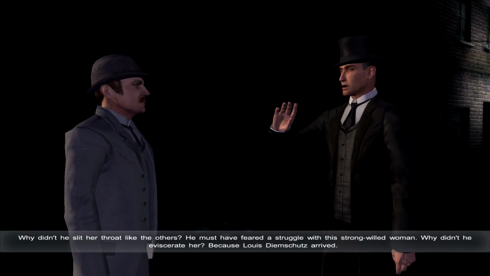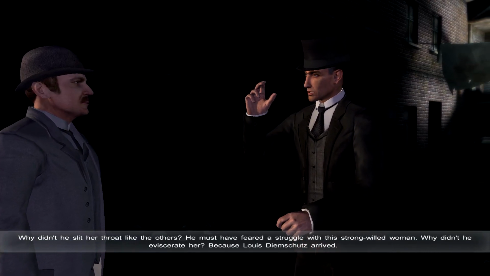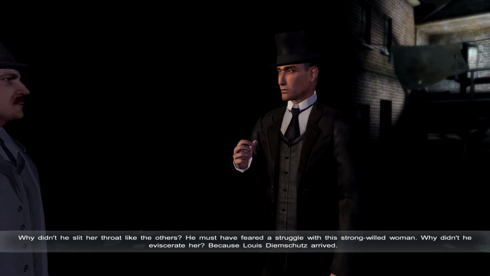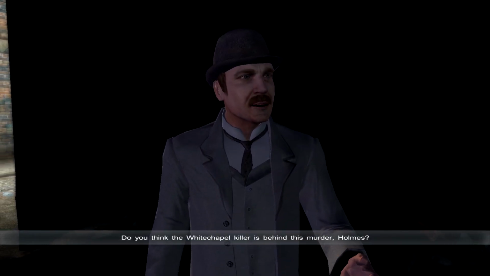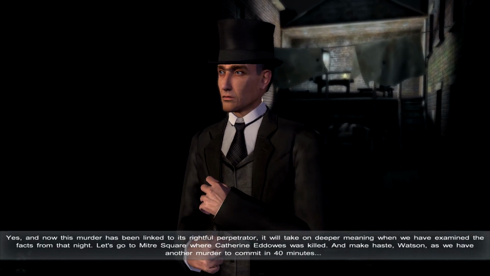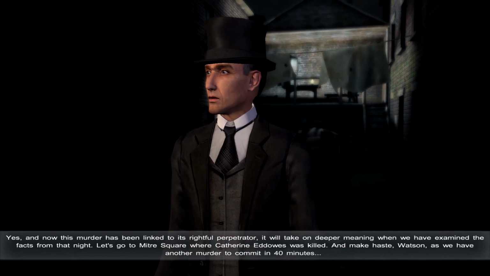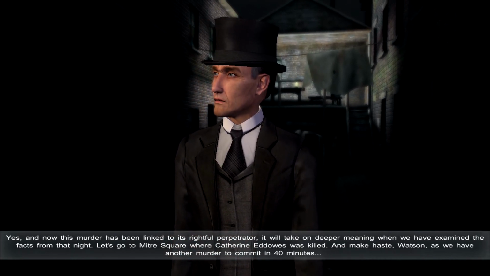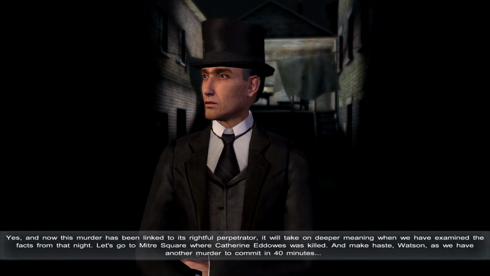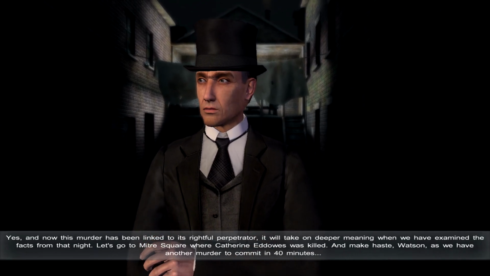Why didn't he slit her throat like the others? He must have feared a struggle with this strong-willed woman. Why didn't he eviscerate her? Because someone arrived. Do you think the Whitechapel killer is behind this murder, Holmes? Yes, and now this murder has been linked to its rightful perpetrator, it will take on deeper meaning when we have examined the facts from that night. Let's go to Mitre Square, where Catherine Eddowes was killed. And make haste, Watson, as we have another murder to commit in 40 minutes.